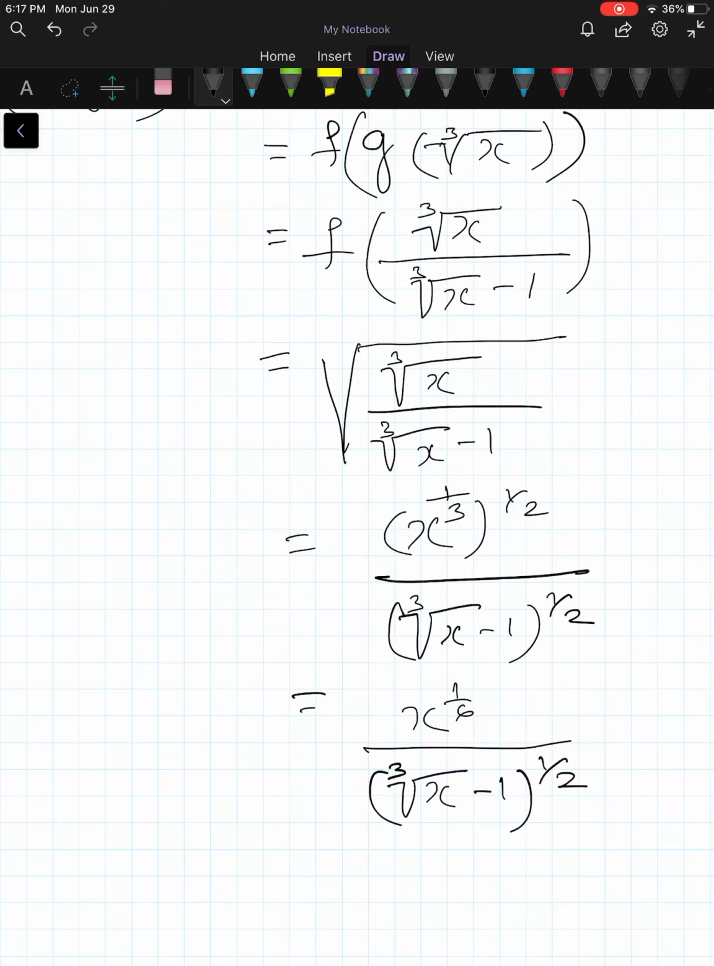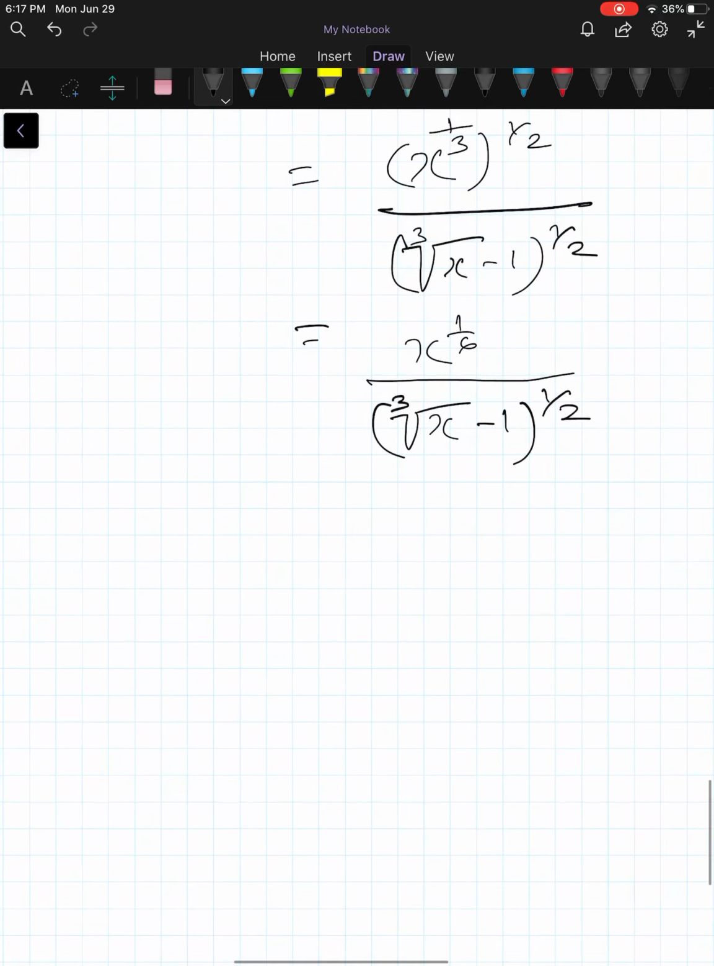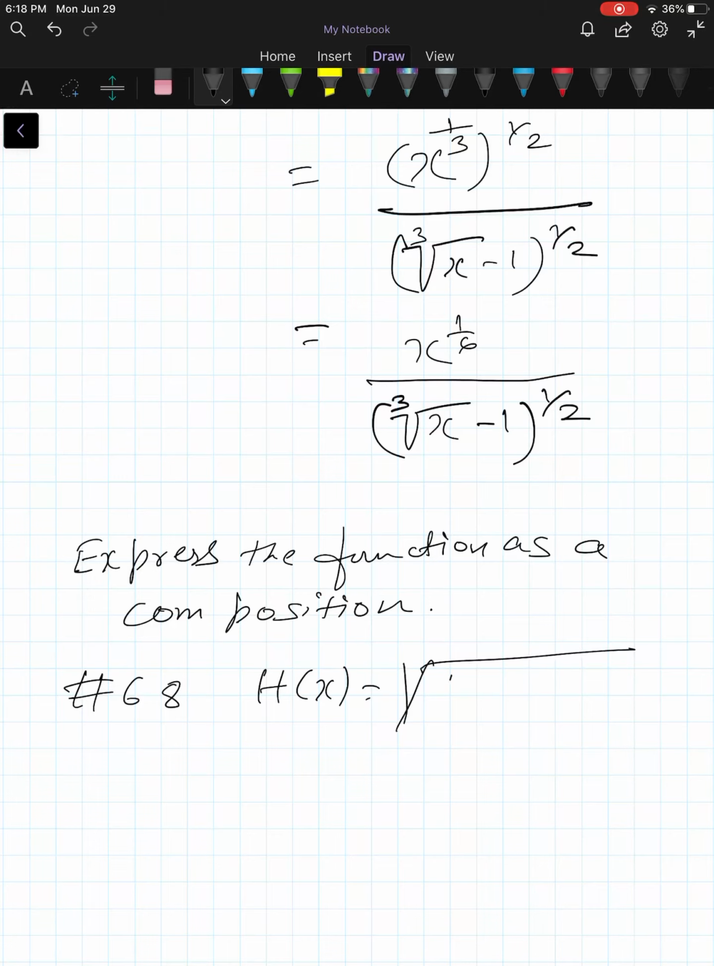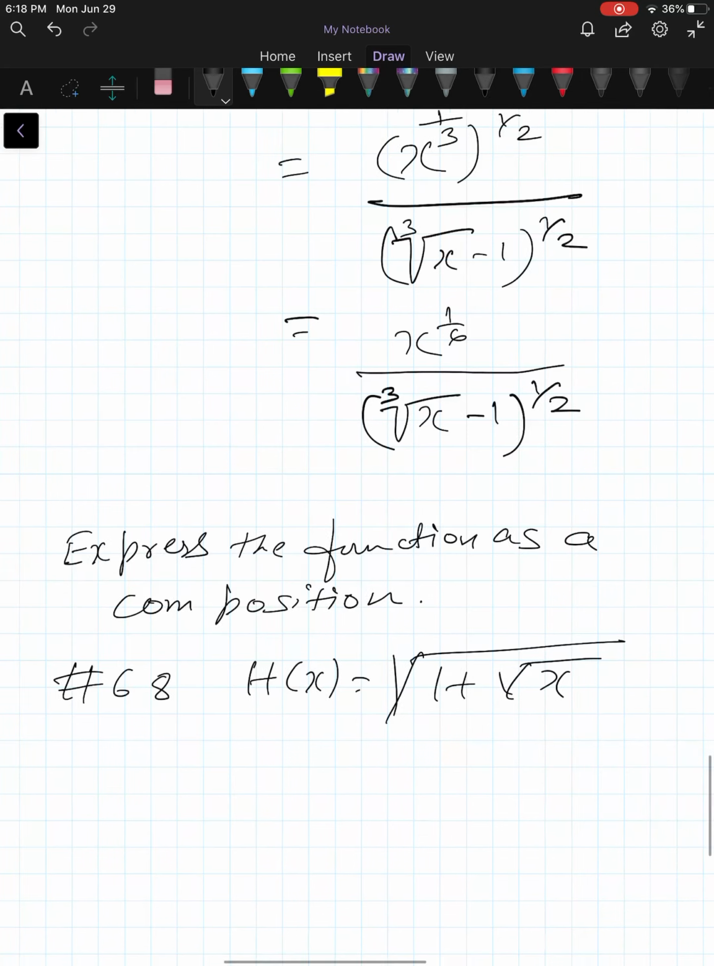So this is how you compose three functions. And given a function, you can also express that as a composition form. So we will see that now. Express the function as a composition. That would be problem number 68 in the book. H of x is equal to square root of 1 plus square root of x.